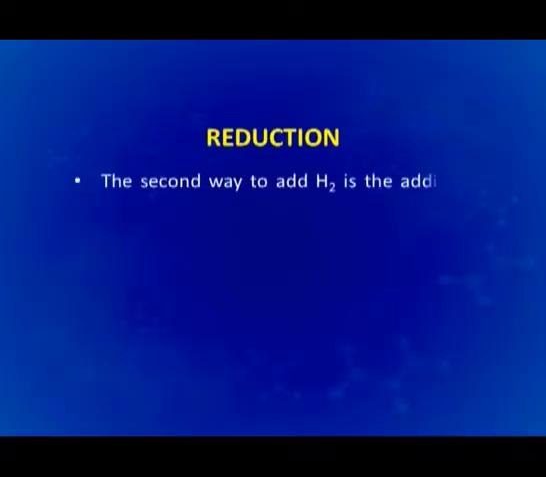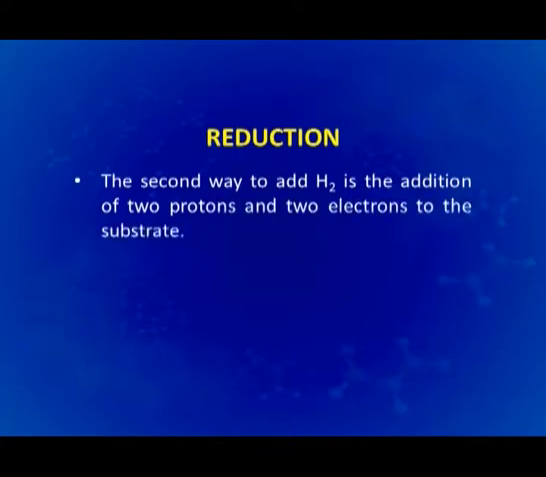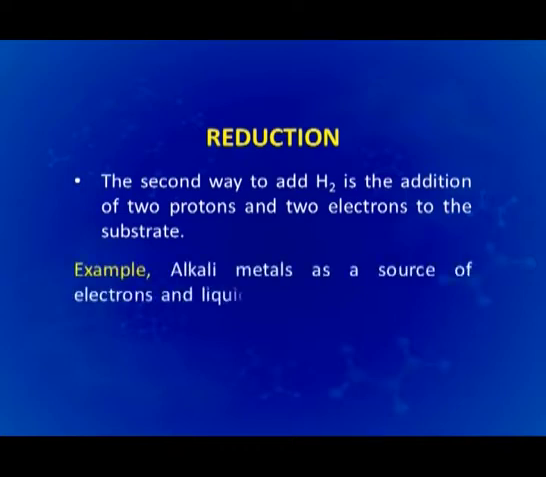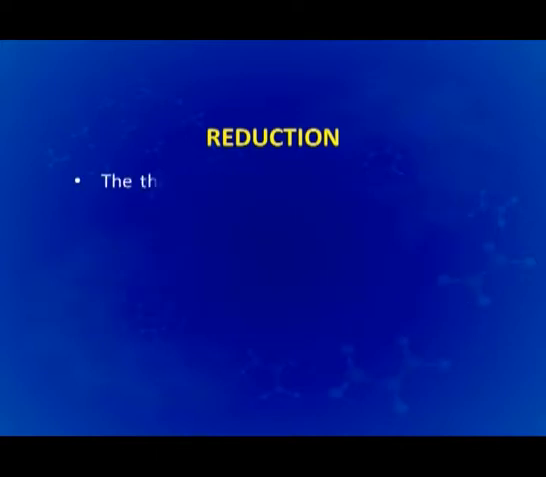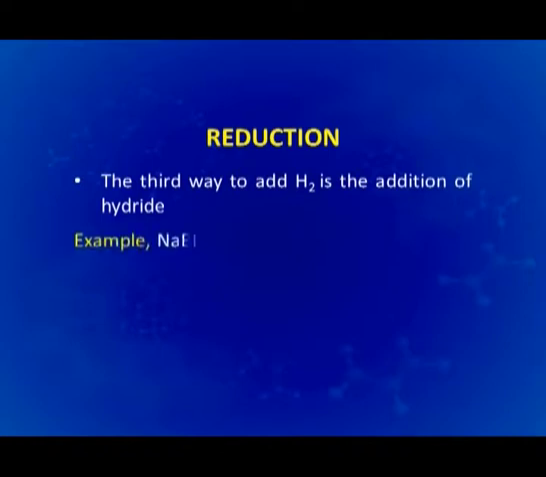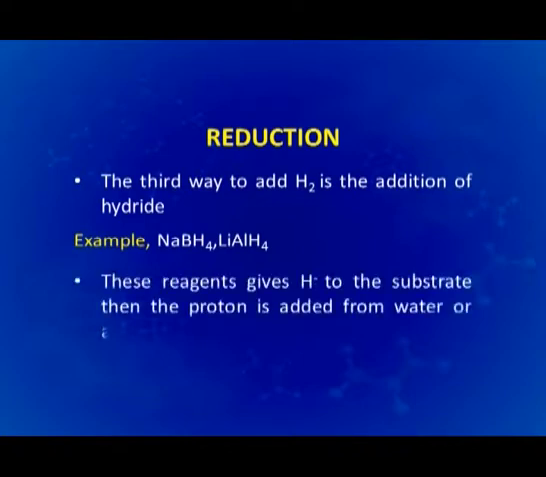And the second way of adding hydrogen is the addition of 2 protons and 2 electrons to the substrate. Here, normally we use alkali metals as a source of electrons and liquid ammonia as a source of protons, that is sodium in liquid ammonia. And the third way to add hydrogen is the addition of hydride; the examples are sodium borohydride or lithium aluminum hydride. These reagents give hydrogen as a hydride to the substrate, then the proton is added from water or alcohol.